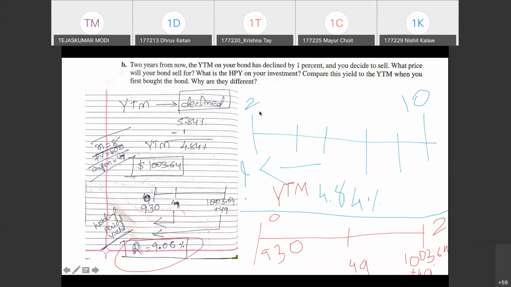Because 2 years have lapsed from the day you had purchased. You purchased it 2 years ago, and today you want to sell. The question is, at what price should you sell? That is what we are calculating. So because we know the YTM, we can say that we should be selling this at 1003.64, right? Let's look at the second part.